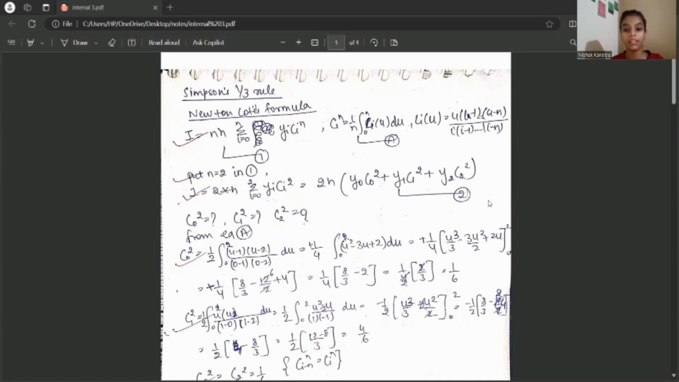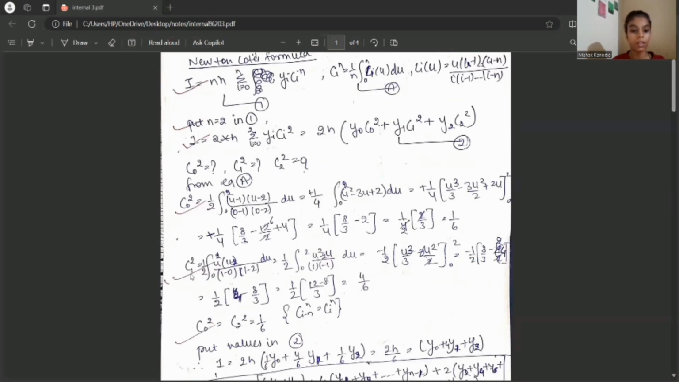We get an equation like this: 2h into y0 C02 plus y1 C12 plus y2 C22, and name it equation number 2. Here the values of C02, C12 and C22 are unknown. To find these values, we substitute the values of i and n in our equation number A. For finding C02, we substitute i as 0 and n as 2. We derive a function and integrate it, put the upper and lower limits, and get the value of C02 as 1 by 6.